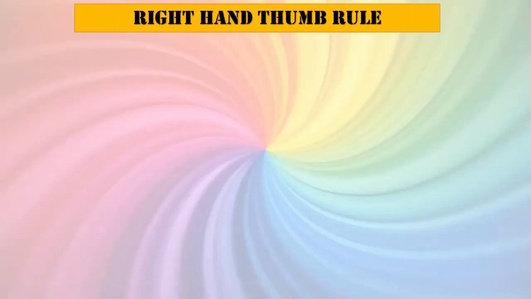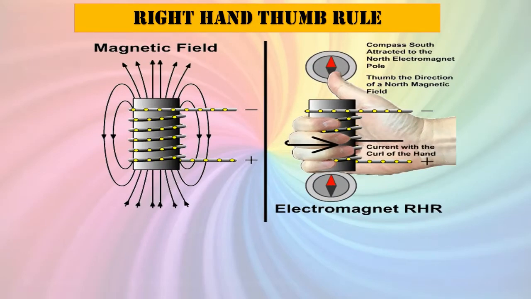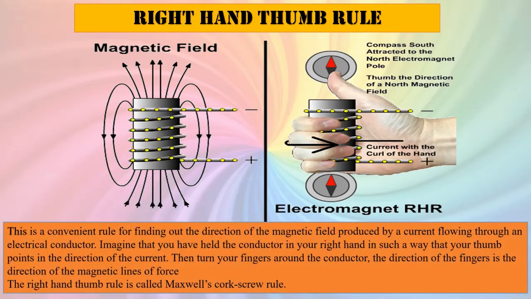This brings us to the right hand thumb rule. Now the right hand thumb rule helps us to understand about the magnetic field and the direction of the current. Now suppose if you have held a conductor in your right hand in such a way that your thumb points in the direction of the current. Then turn your fingers around the conductor.